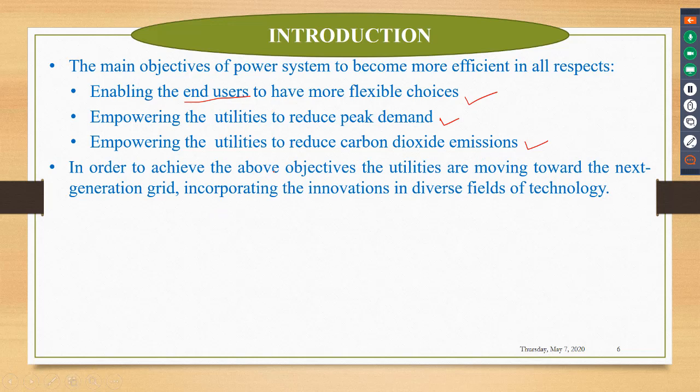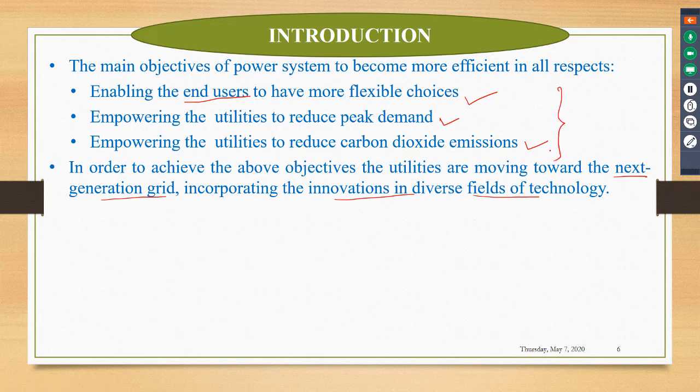So in order to achieve the above objectives, the utilities are moving towards the next generation grid, incorporating innovations in diverse fields of technology, right? We are incorporating many new technologies in order to achieve these three very important objectives.